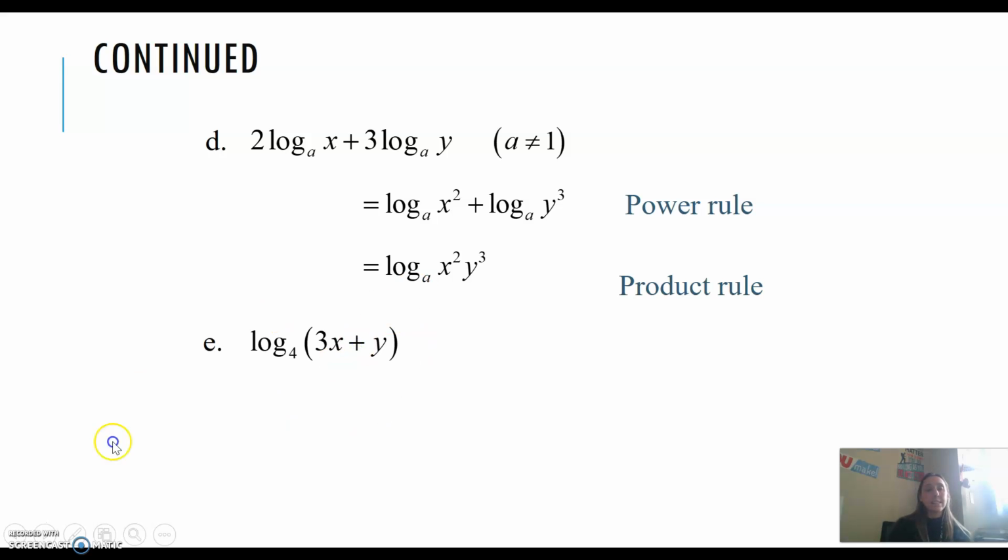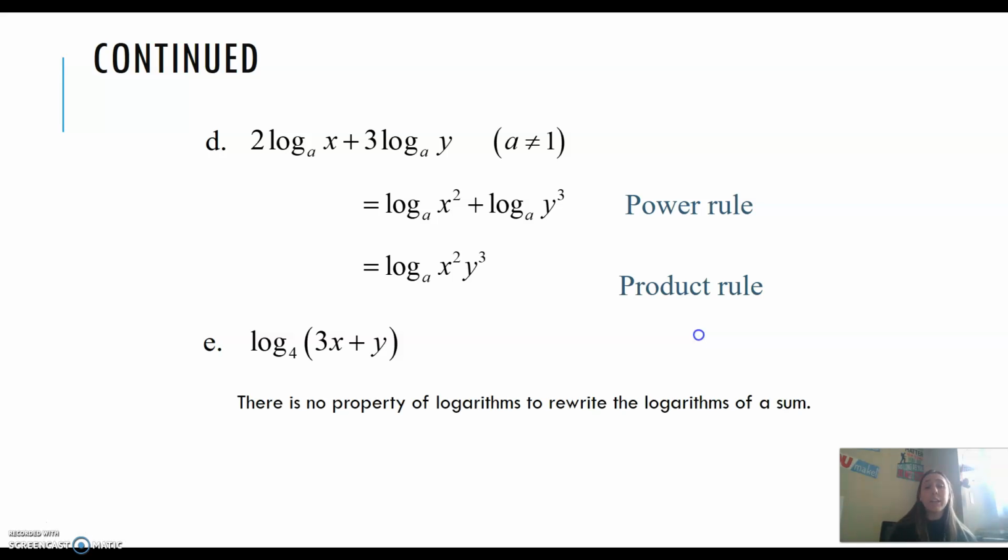And then our last example is log base 4 of (3x plus y), which there aren't any properties of logarithms to rewrite as a sum. So we are done with that one. That one can't go any further. Being able to recognize when you can't go any further is also really big. This is as far as we got today.